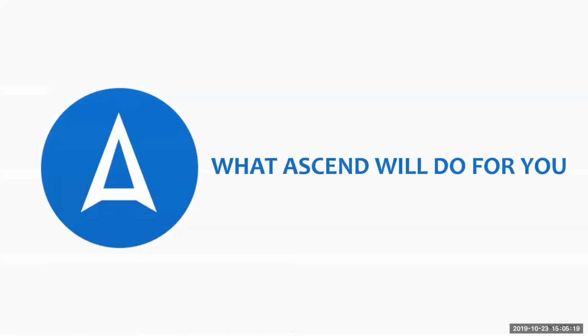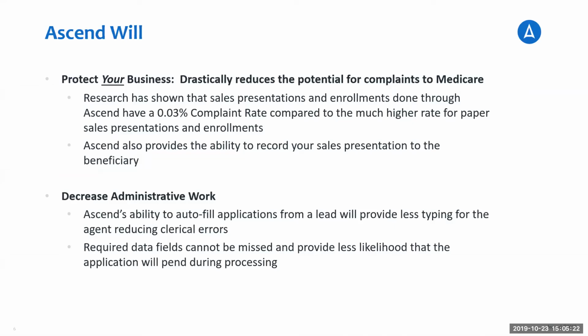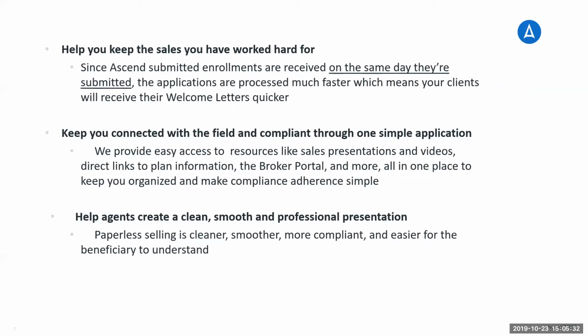So what will Ascend do for you as a sales agent? It's going to protect your business. It's going to decrease the administrative work of filling out the paper applications that you're used to. It helps you keep the sales that you've worked so hard for. Since they're electronic enrollments, they are received on the same day by your enrollment department, which means there is a much quicker turnaround time for beneficiaries receiving their welcome letters. It keeps you connected with the field and compliant through a simple application, and helps agents create a clean, smooth, and professional presentation.